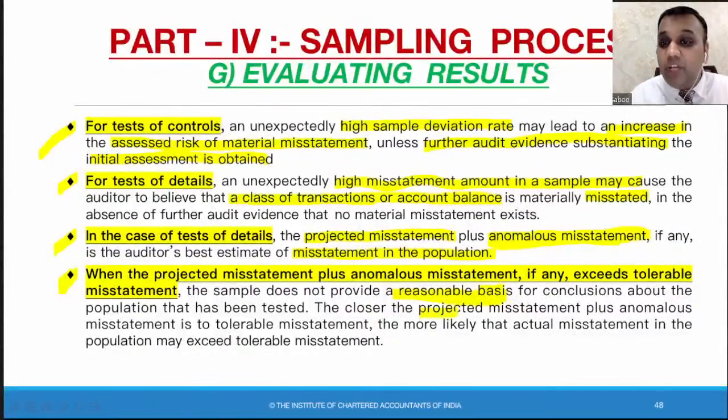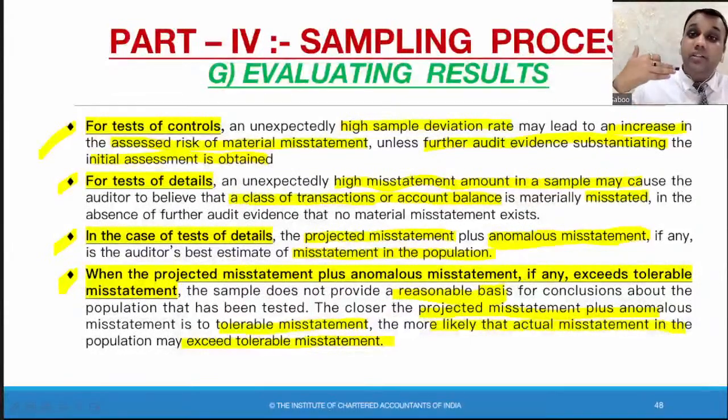The closer the projected misstatement plus anomalous misstatement is to tolerable misstatement, the more likely that actual misstatement in the population may exceed tolerable misstatement. This is a fact based upon experience. The sample does not provide a reasonable basis. The nearer the effect of projected plus anomalous misstatement is to the tolerable level, the more likely that actual misstatements may exceed the tolerable level. So this is how the auditor evaluates the results.